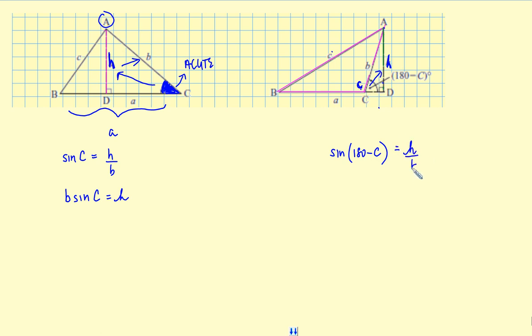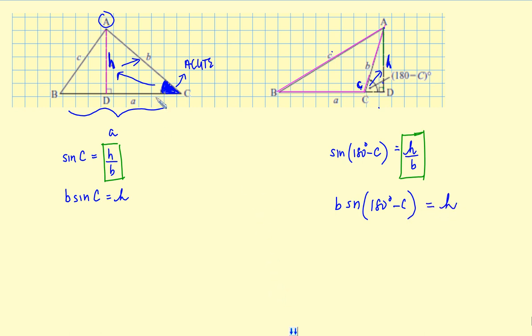Now, again, what we see is that h over b seems to be equal to the ratio of sine of C, and h over b, though, is also the same ratio for the sine of 180 minus C. So that if I isolate also in this formula, on my right-hand side, if I isolate for h as well, I get b sine of 180 minus C is equal to h.